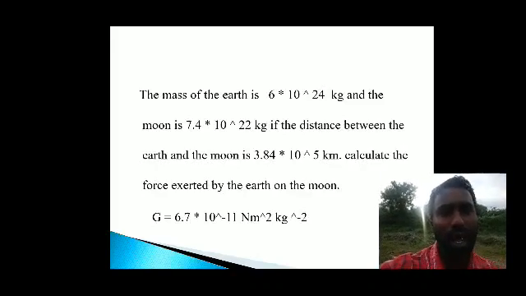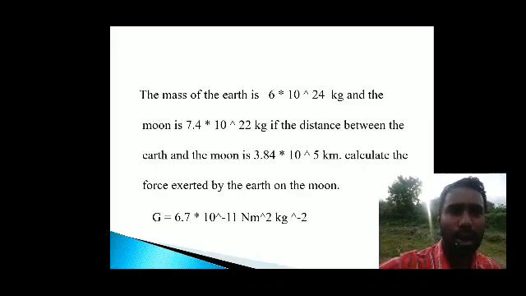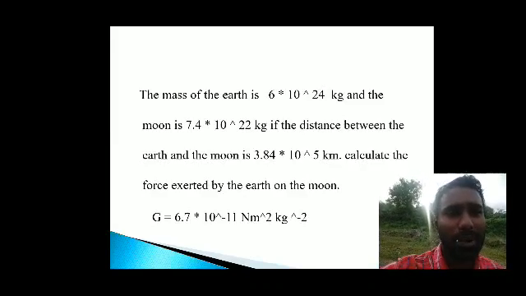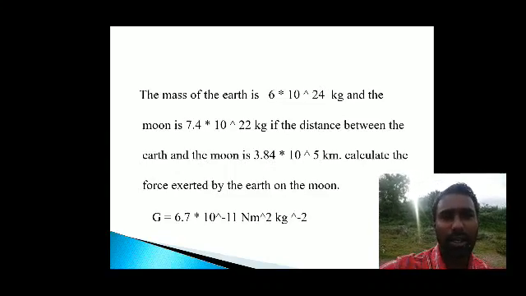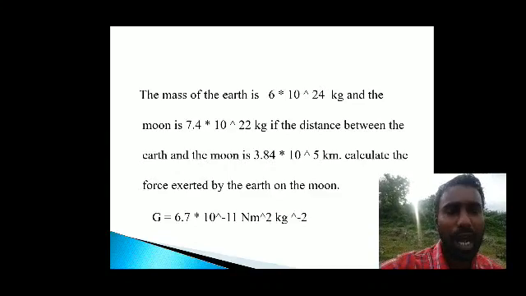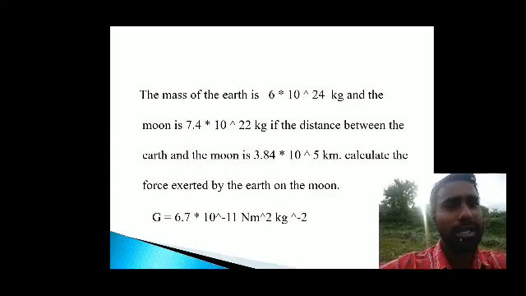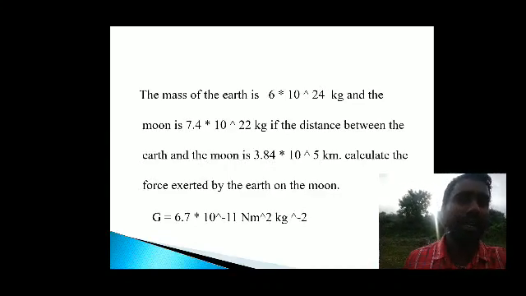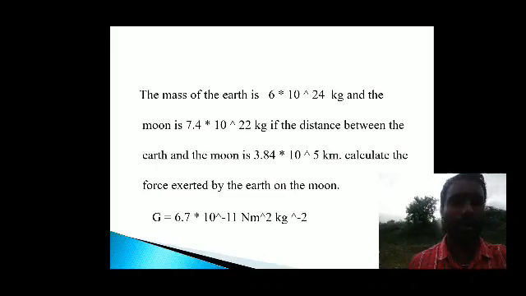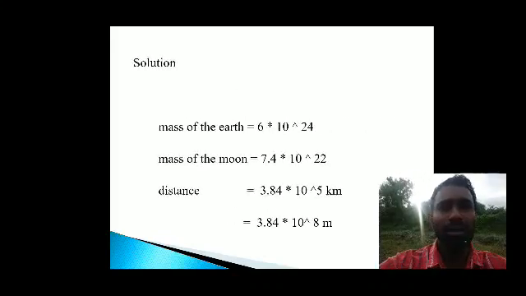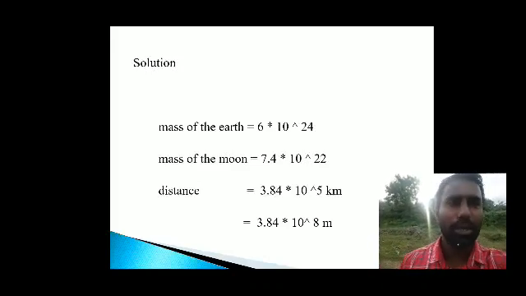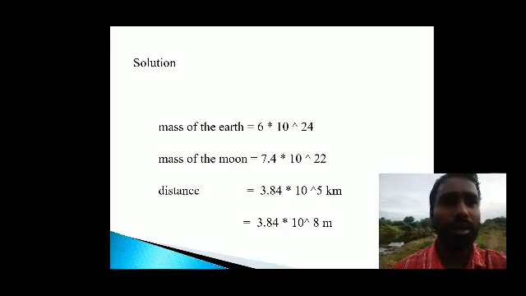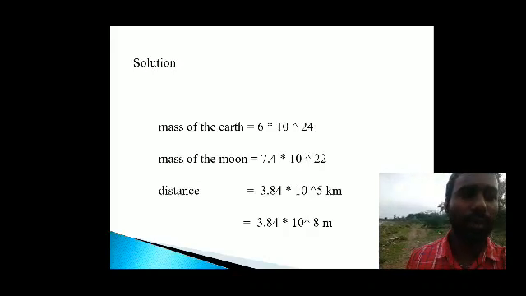The gravitational constant value is given here: G equals 6.7 into 10 power minus 11 Newton meter square kilogram power minus 2. Why 6.7 and not 6.67? It is if you know how to approximate after a decimal point. 6.67 can be written as 6.7 in terms of one decimal point approximation. So the solution: mass of the earth is 6 into 10 to the power 24, mass of the moon is 7.4 into 10 to the power 22, and the distance, what is the distance?